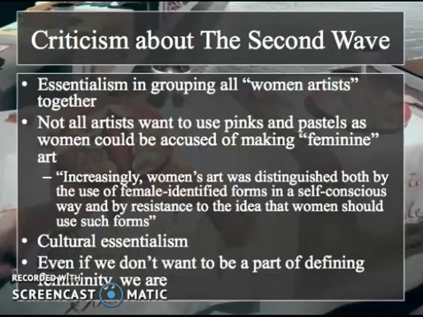So there are some criticisms about second wave that sort of stuck. There is a connection to essentialism of all women into one group. Not all artists want to use pinks and pastels in the making of something that's feminine. Cultural essentialism, assuming that we're all part of the same femininity, and defining what that is, and then these sort of stereotypical ideas. And so second wave art wasn't necessarily accepted by everyone, but it was this move forward historically.